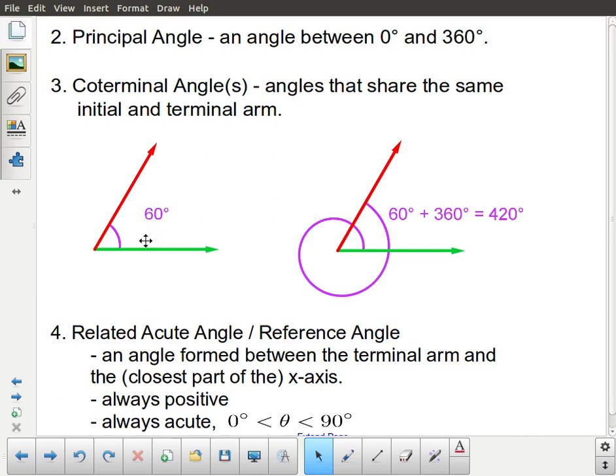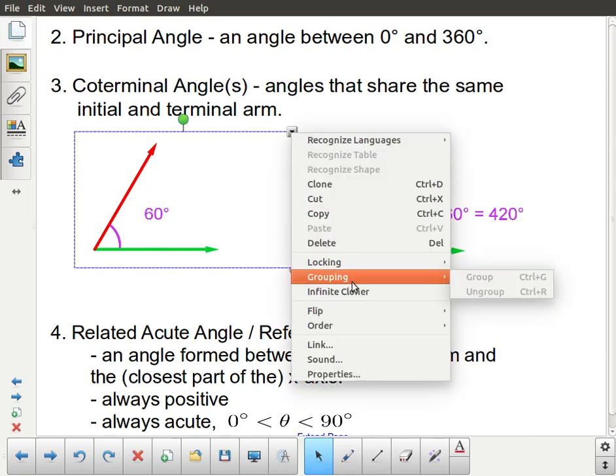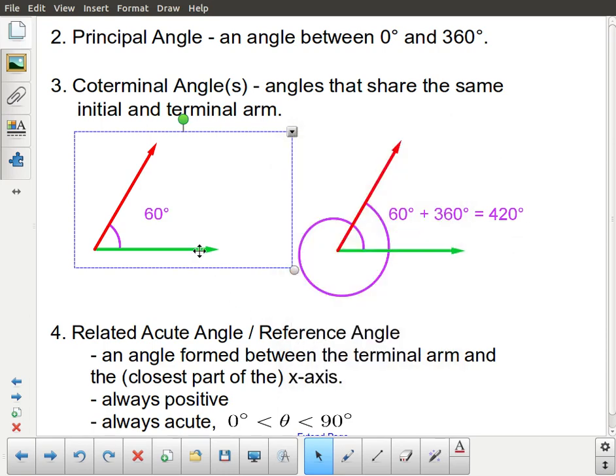So for example, here is a principal angle of 60 degrees between the initial arm and the terminal arm. But imagine, and actually I can show you that happening here. Imagine I took this terminal arm. Oh, maybe I can't show you. Let's see, ungroup this. Nope, I can't show you. This is all locked together.